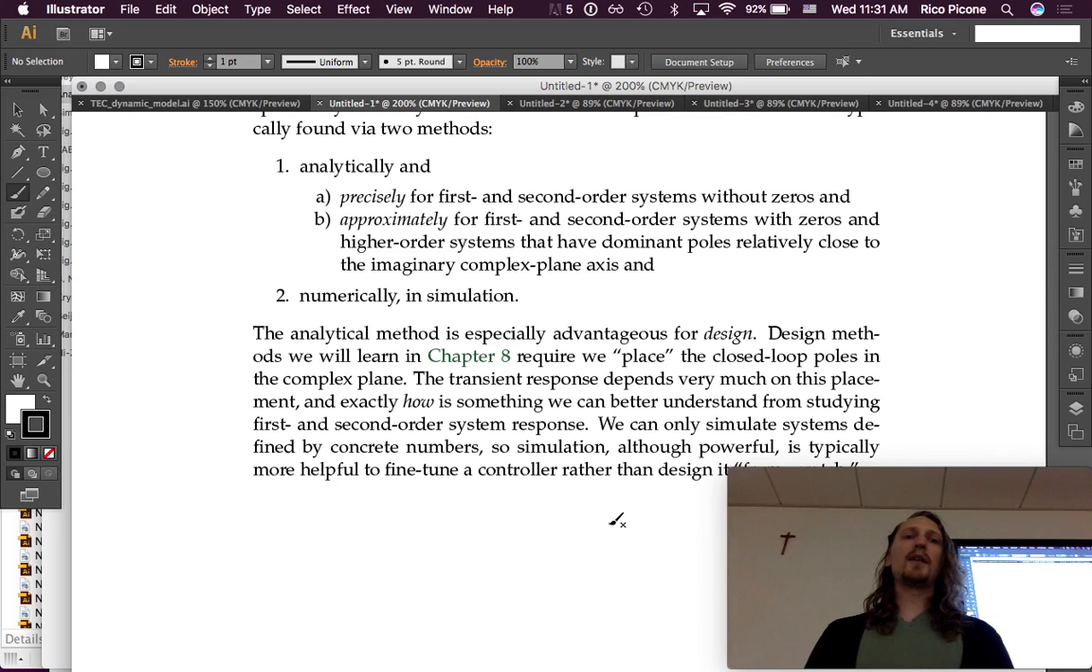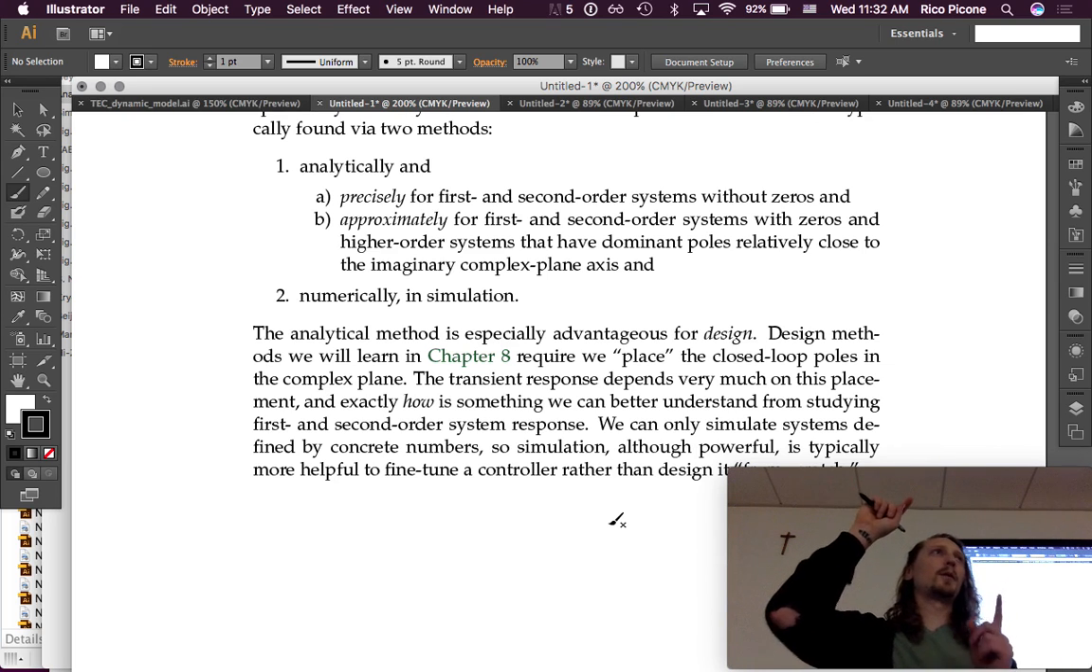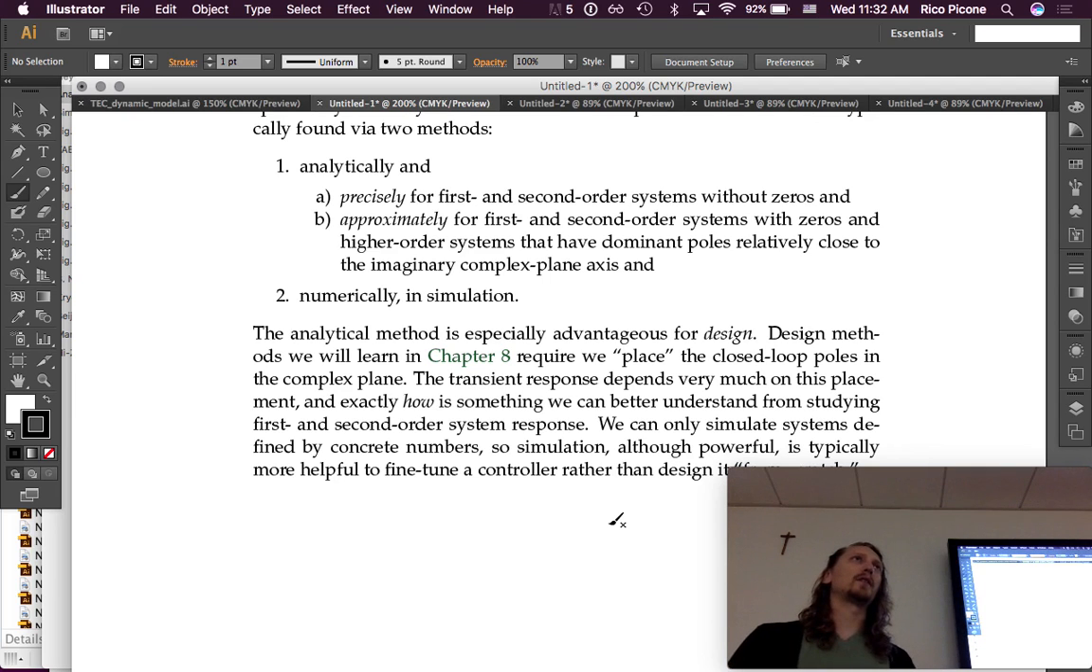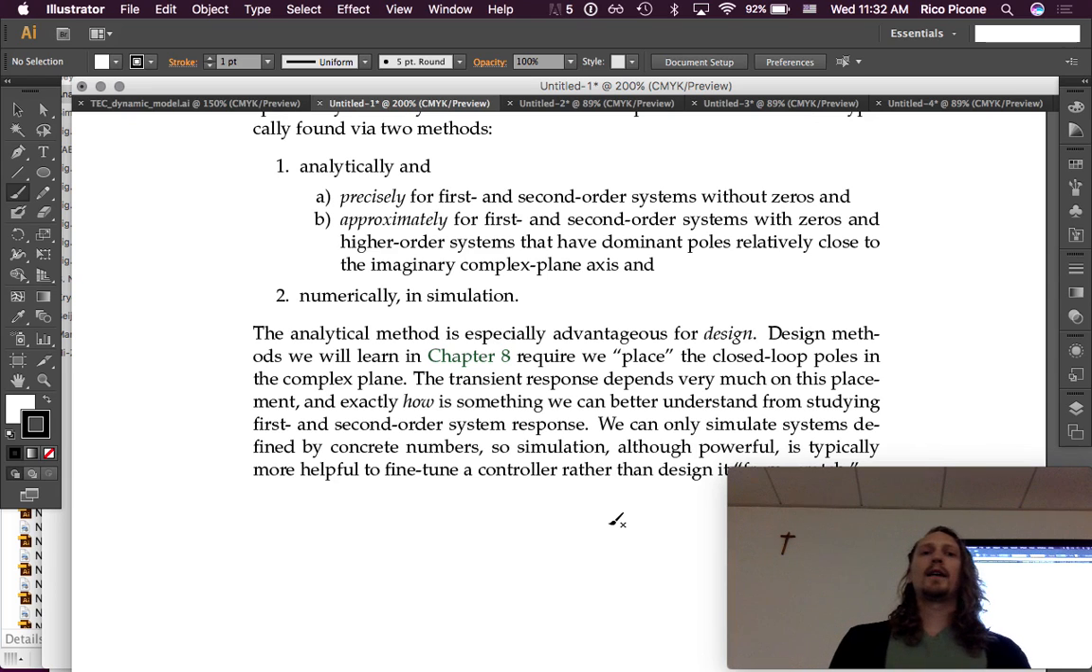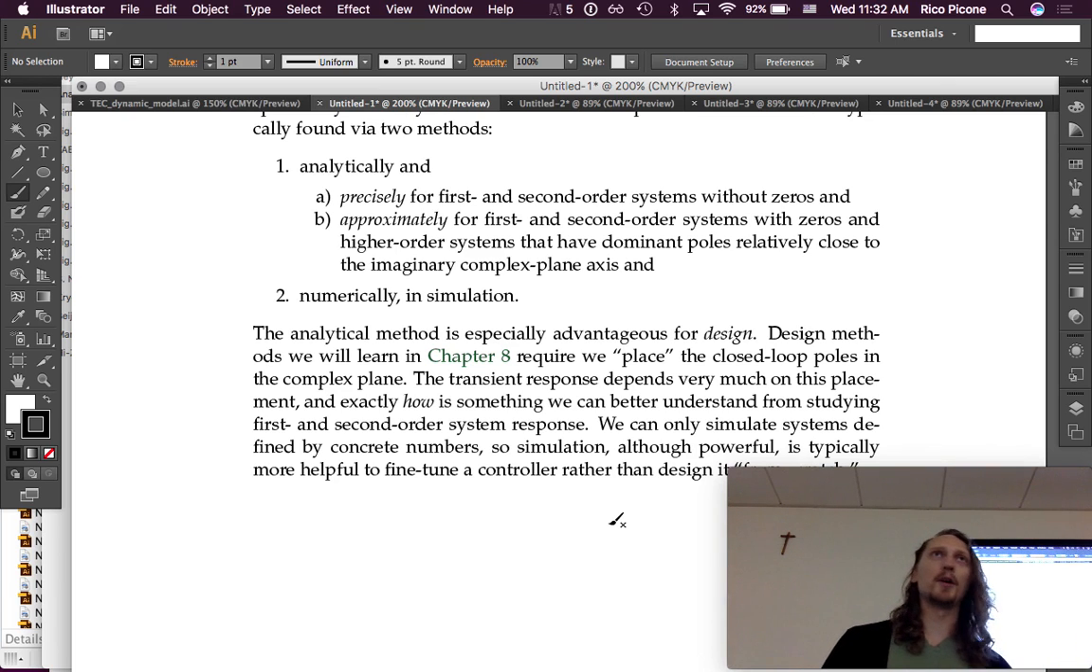So design methods we will learn in chapter 8 require we place the closed loop poles in the complex plane. So we haven't learned yet how to do that, but essentially, we're going to be trying to put those closed-loop poles in a certain location in the complex plane so that we get these transient response characteristics, okay? And the transient response depends very much on this placement. And exactly how is something we can better understand from studying first and second order system responses. And so that's why we spend so much time on those. We have in the past spent so much time, and then we're going to continue to spend some time today talking about first and second order systems.